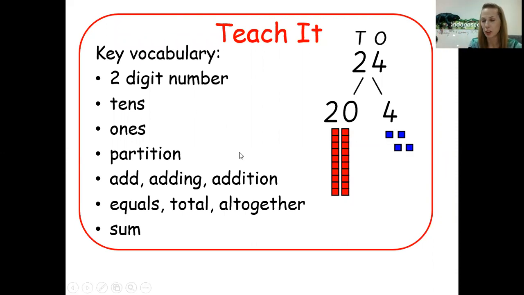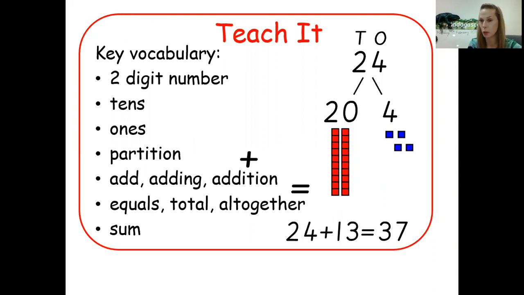So when we are doing addition, you might hear me say add or adding or addition, but they all mean using this sign here, we're getting bigger, adding. And then we've got equals, total, or all together. They all mean the same thing, and we're using this sign to show that. That's the answer, how much it equals. And because we're adding today, we can call it the sum, because the sum of 24 and 13 is 37. So again, that just means how much all together.